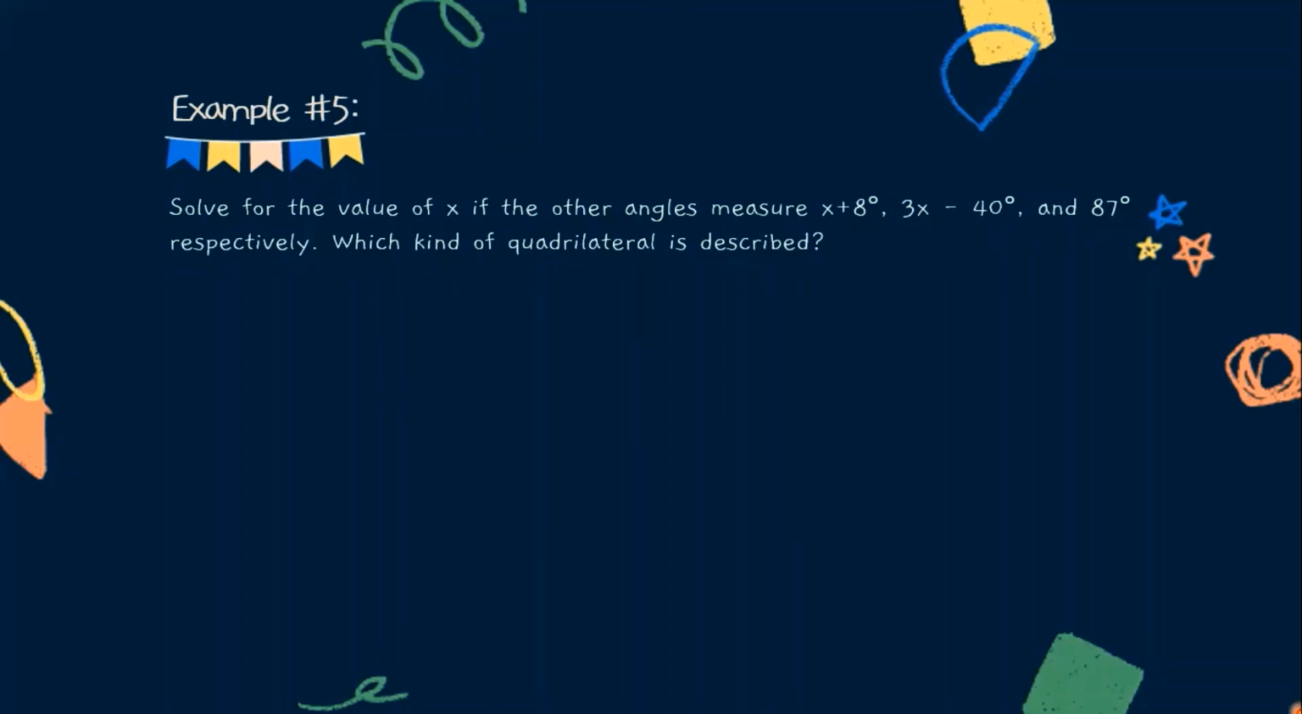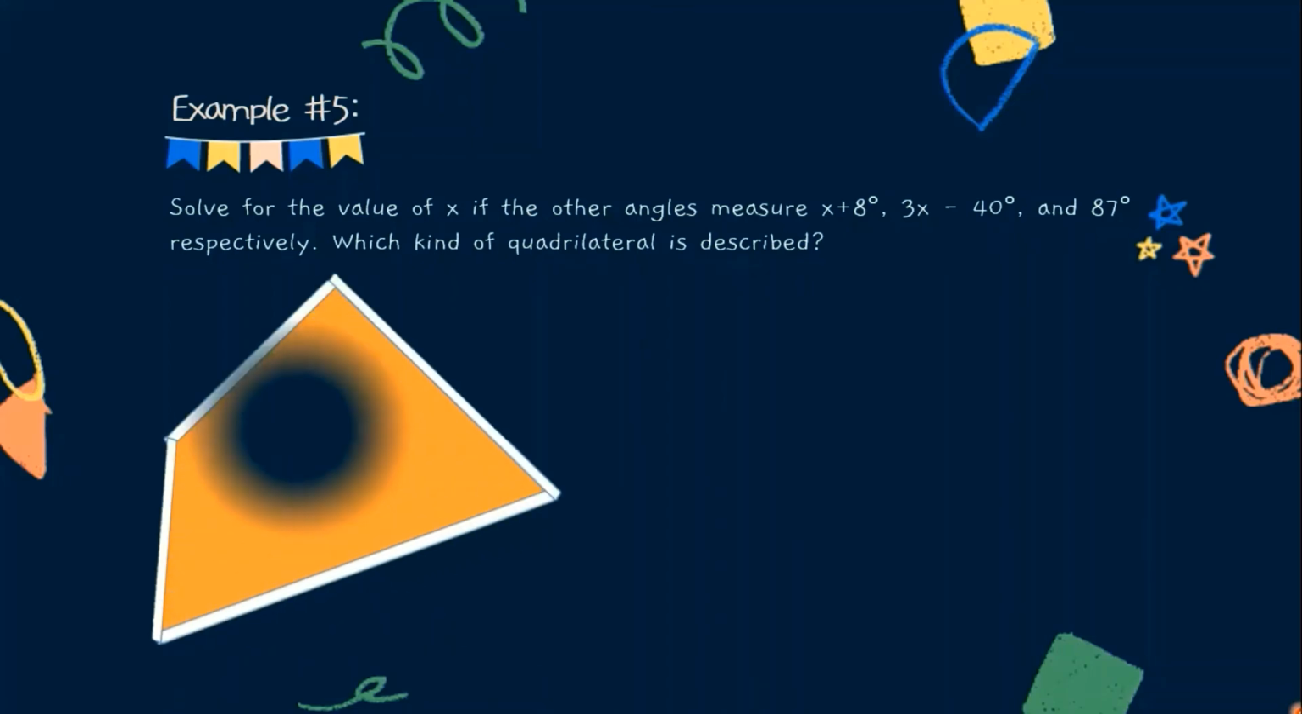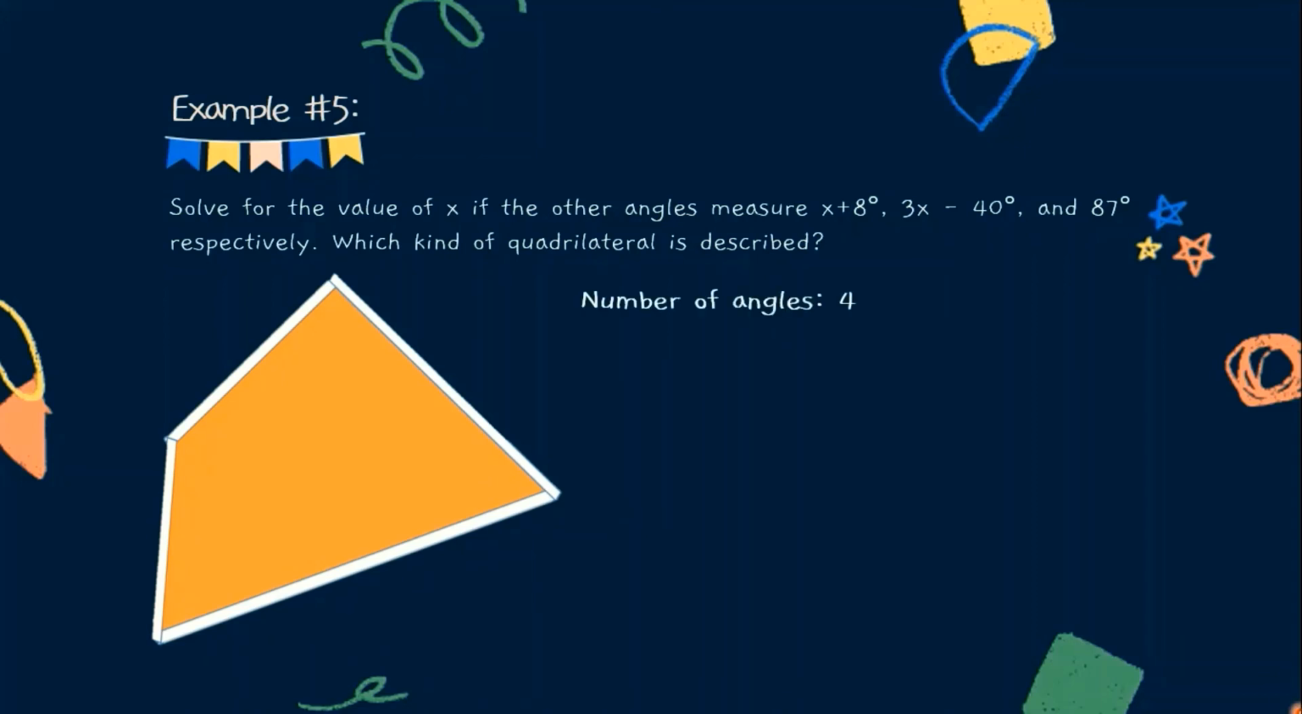Pagsimula muna tayo sa angles. If this is our quadrilateral, we know that a quadrilateral has 4 sides and 4 angles as well. Ito yung kanyang 4 na angles. One of the angles measure x plus 8 degrees. Yung isa ay 3x minus 40 degrees at yung isa ay 87 degrees. Hahanapin natin yung sukat ng ating missing angle.